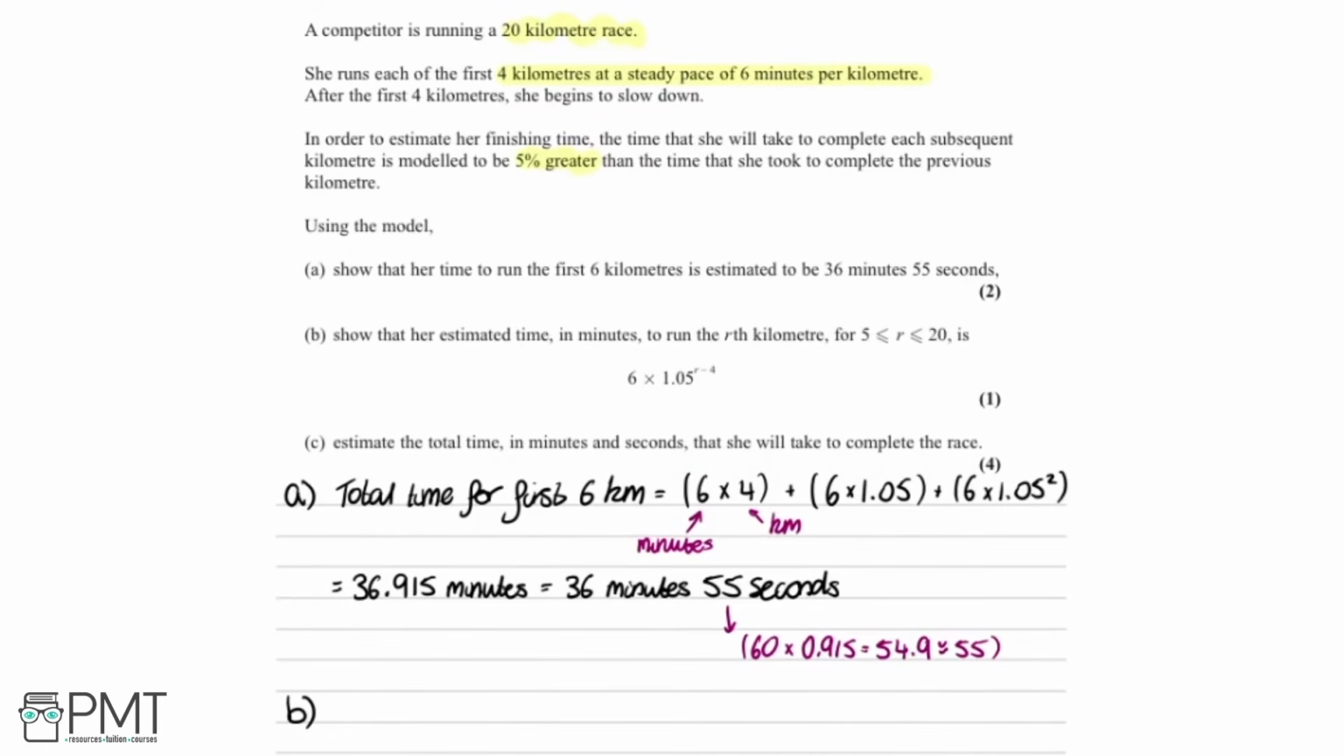Moving on to part B, it says we need to show that her estimated time in minutes to run the rth kilometre, for r between 5 and 20, is 6 times 1.05 to the power of r minus 4. And this is just for 1 mark. So we're just going to write down what we know. For the 5th kilometre, it takes her 6 times 1.05 to the power of 1. And we see, because we worked that out earlier, she takes 6 minutes, and then it's 5% more than that, so we're timesing it by 1.05. And here we also worked out the 6th kilometre is this here.